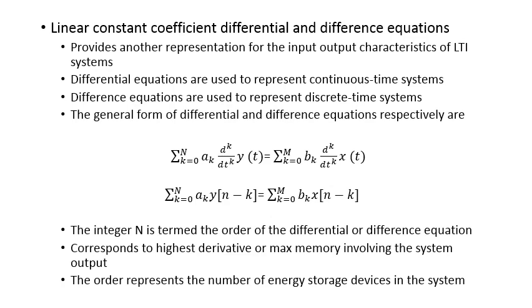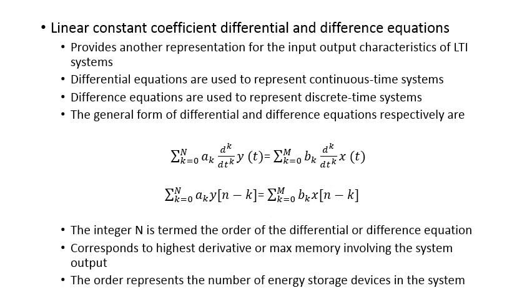summation k running from 0 up to n ak d^k over dt^k y of t equals summation k running from 0 up to m bk d^k over dt^k x of t. This is the generalized differential equation for representing the continuous time system, whereas the generalized difference equation for the discrete time case is summation k running from 0 up to n ak y of n minus k, and this is equal to the input side, which is summation k running from 0 up to m bk x of n minus k.